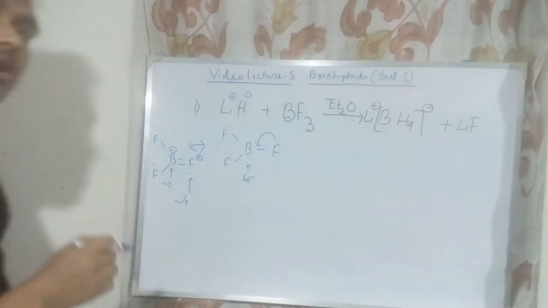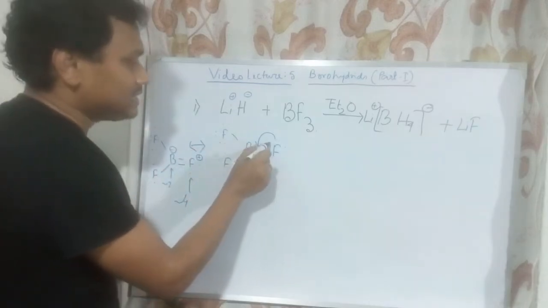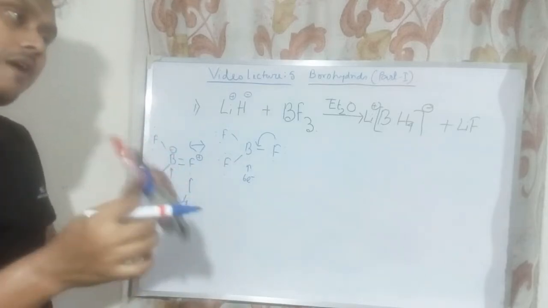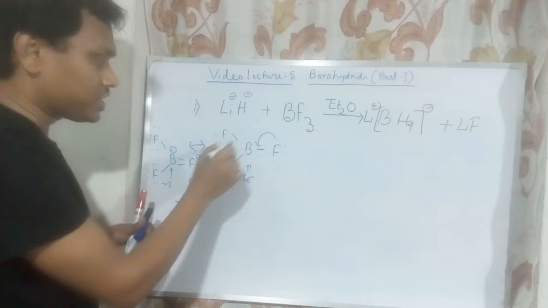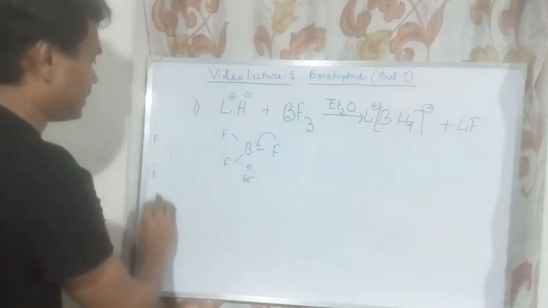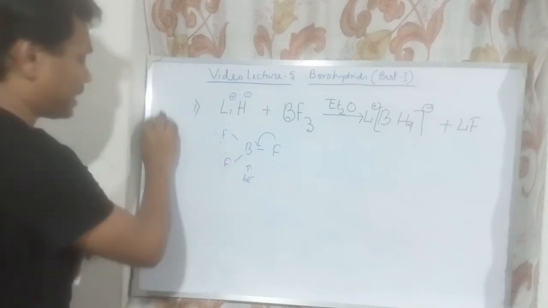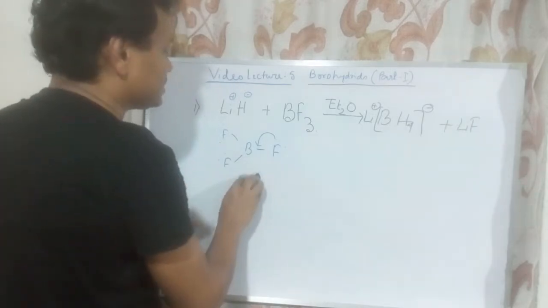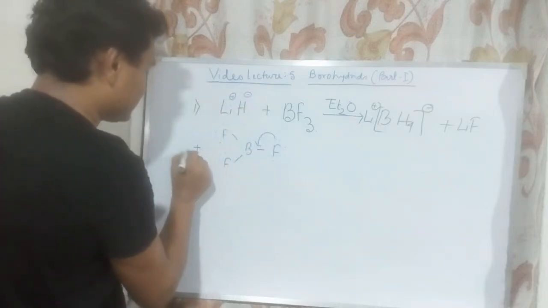But if we see the overall electron distribution, we will find that there is some electron donation, but it is not enough to compensate the total electron deficiency of this boron atom. That's why after being attached with 3 fluorine atoms, it is still electron deficient, and that's why this hydride, this lithium hydride molecule, attacks.